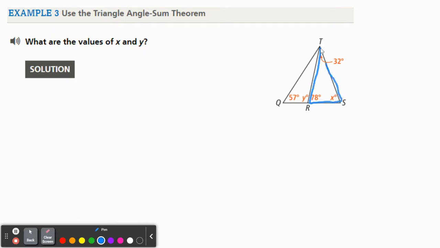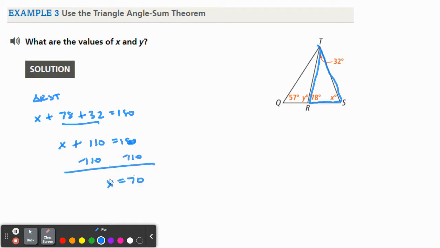So in triangle RST, you're given two of the three angles. So in triangle RST, if you add your unknown angle x to the known angles of 78 and 32, you should get 180 using the triangle angle sum, which we just proved at the end of the last video. Combine your like terms. So this is x plus, that's 110 equals 180. We're going to then subtract 110 from both sides, and you get x equals 70. And there's your value of x.